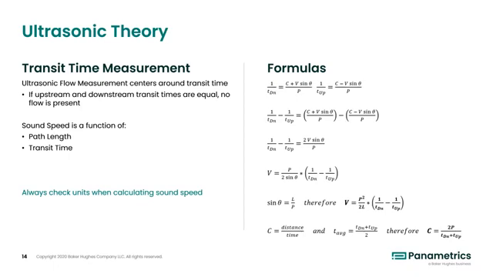As a word of warning for those of you that want to check my work or do these calculations on your own, you need to ensure the units and scaling all match up. Units of velocity and sound speed are typically in feet per second or meters per second, while the units for the path length are inches or millimeters, and units for transit times are typically in microseconds.